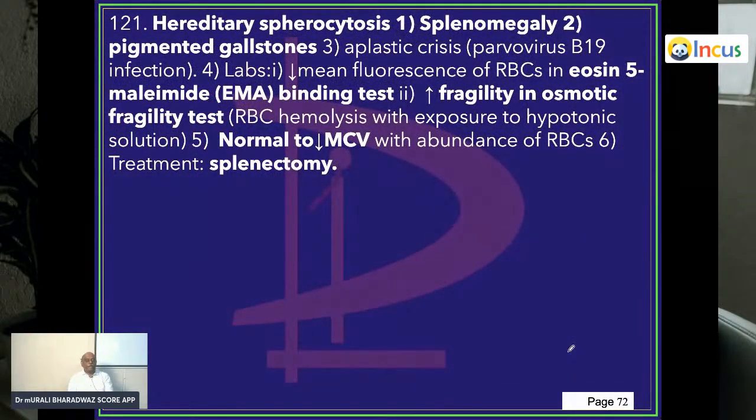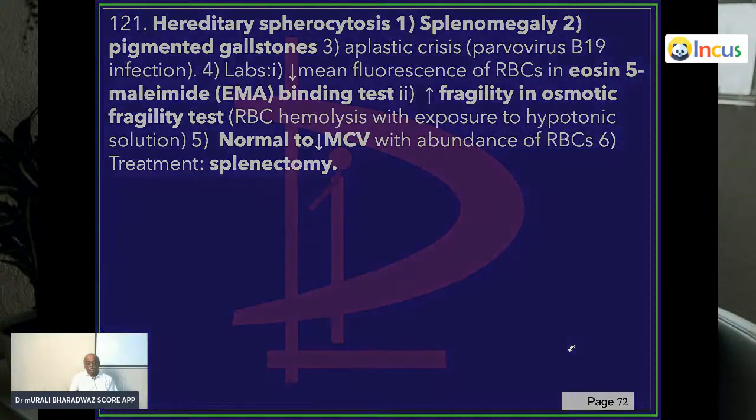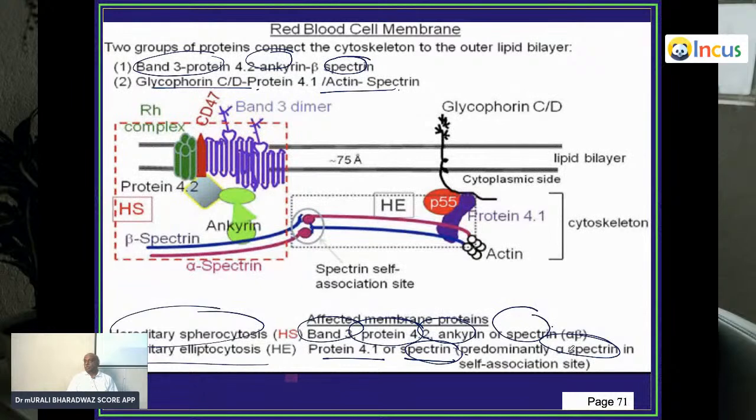Now, what will you see in hereditary spherocytosis? Splenomegaly. The baby also has pigmented gallstones. Not only splenectomy, you will also do cholecystectomy.